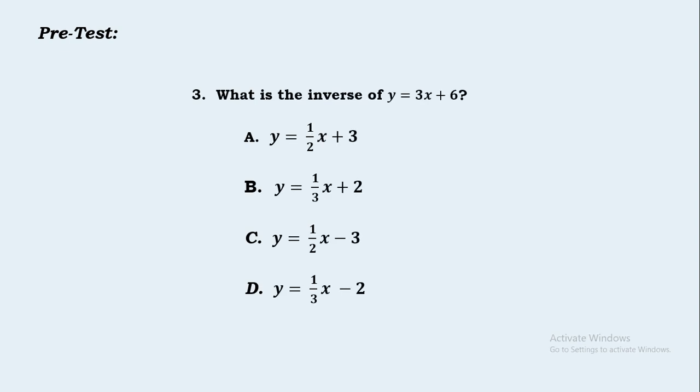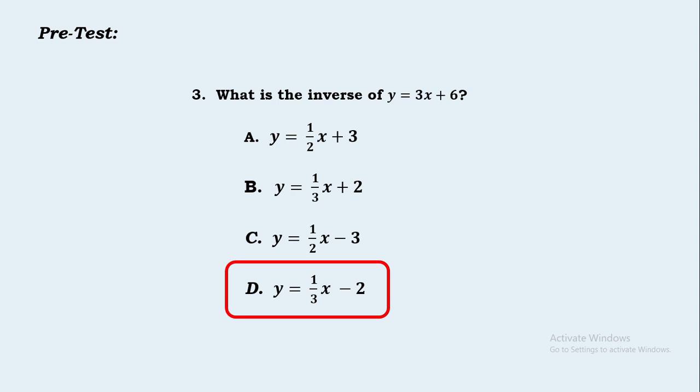Let's proceed to number 3. What is the inverse of y equals 3x plus 6? A. y equals 1 half x plus 3. B. y equals 1 third x plus 2. C. y equals 1 half x minus 3. And letter D. y equals 1 third x minus 2. 1, 2, 3, 4, and 5. The correct answer is letter D.